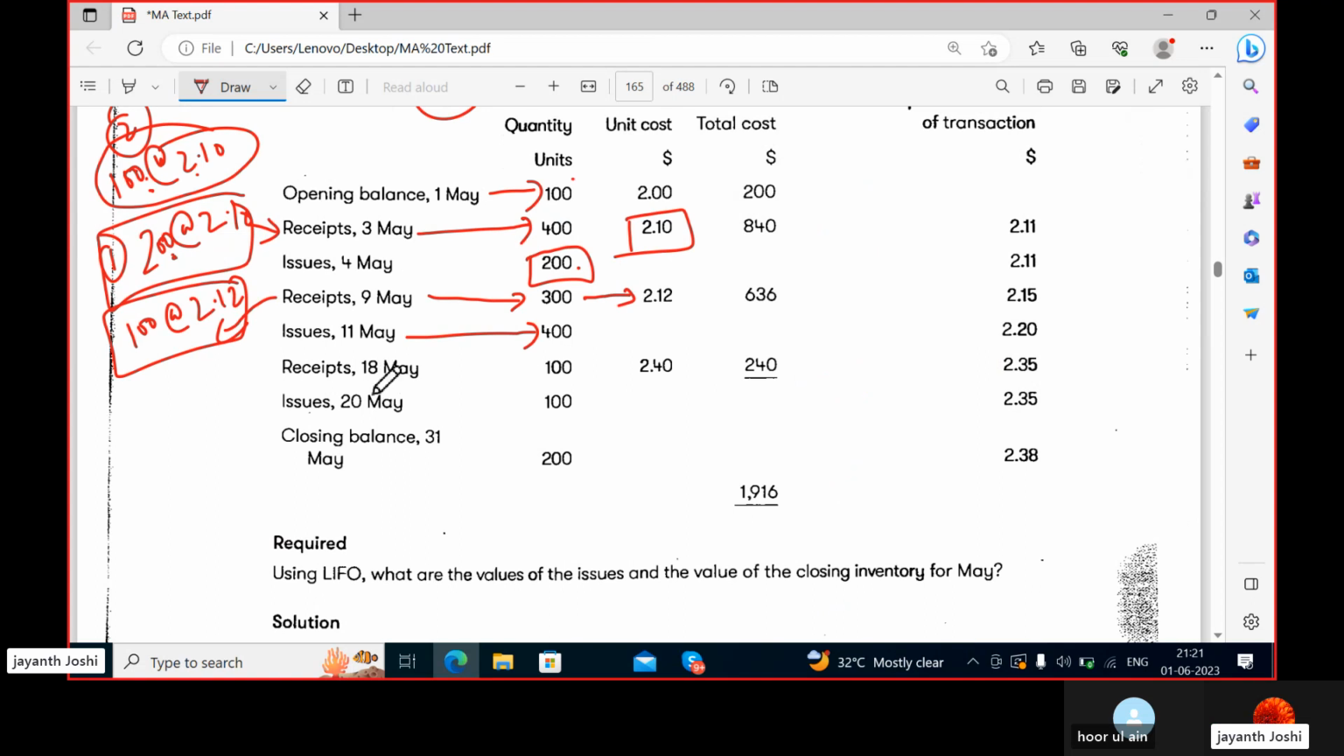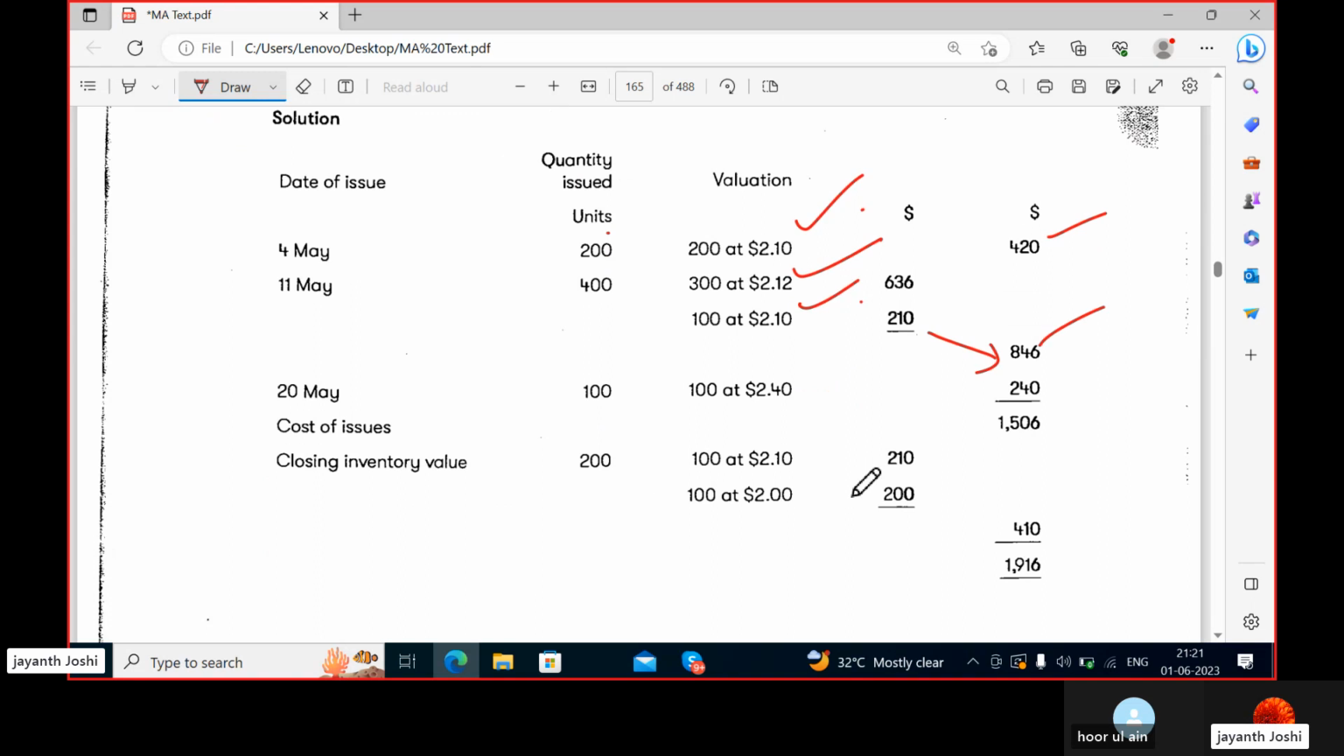Again on 18th May, I have to sell 100 units. So I will sell this one, which I have from the beginning, 100 at the rate of 2.10. You can see that.